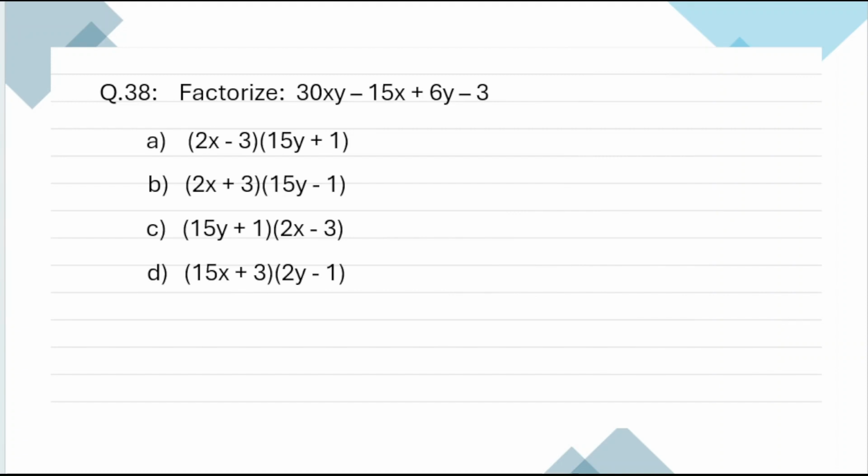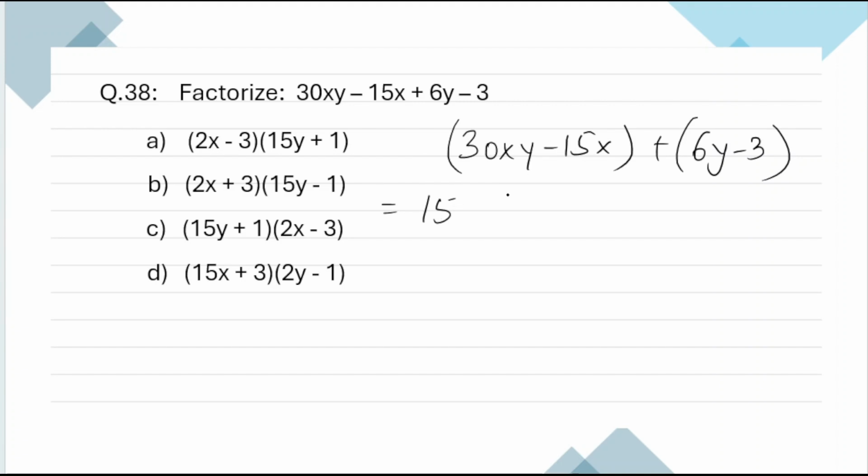Factorize 30xy minus 15x plus 6y minus 3. Again, 4 terms. So let's group the terms in such a way that we can take out some common factor. If I group these two together and these two together, what is the common factor from these two? I can take out 15 because 15 is a multiple of both. And then from xy and x, I can take out x common. So 30xy divided by 15x is 2y, minus 15x divided by 15x is 1.